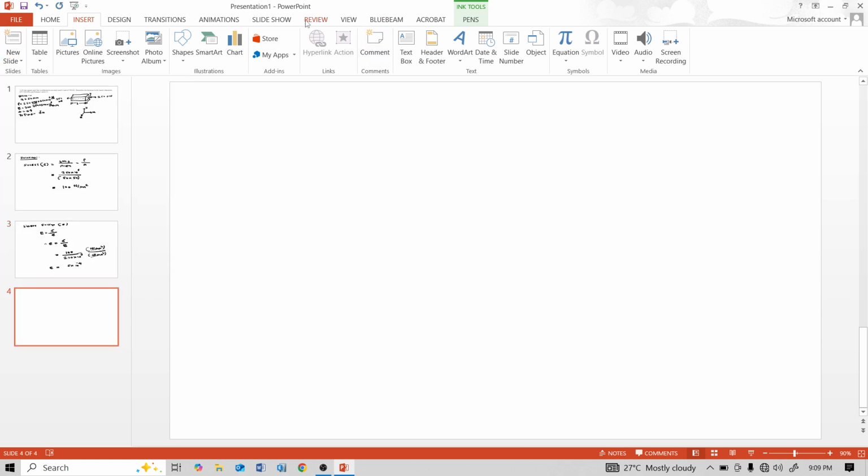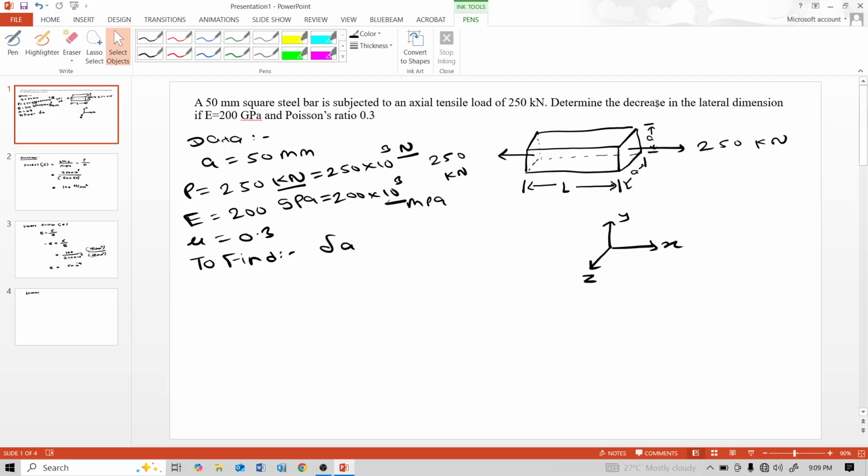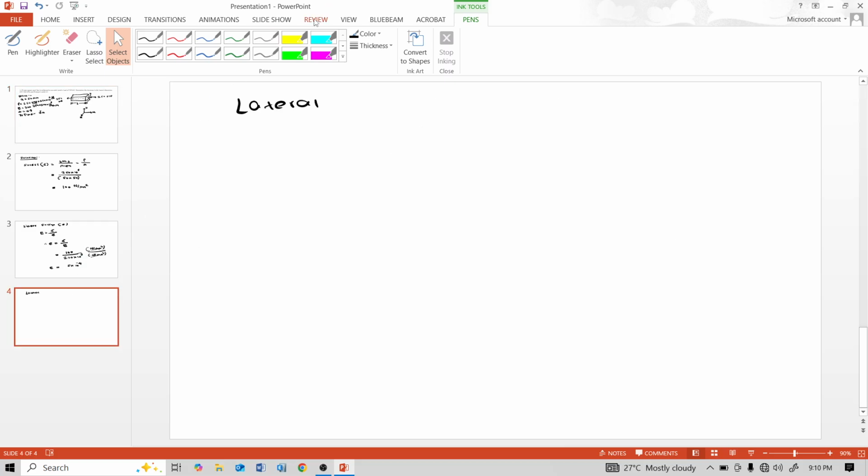First, lateral strain. Our main objective of this question is finding lateral strain. They have asked us to determine the decrease in lateral dimension. Lateral strain, this is our main objective.